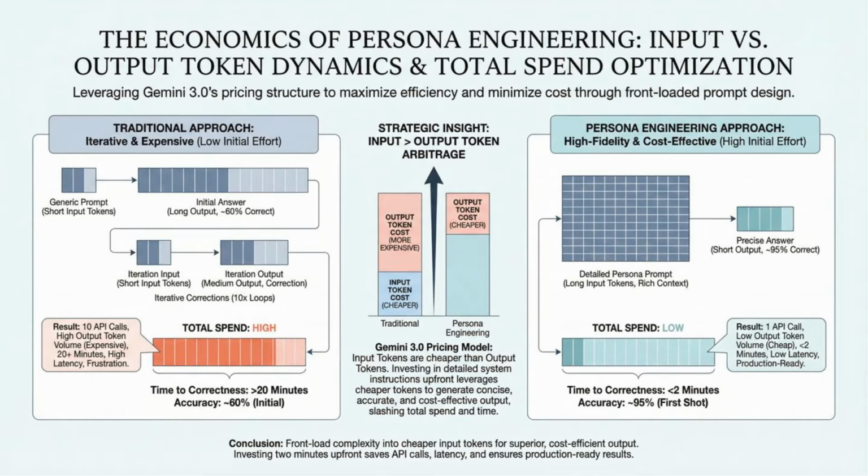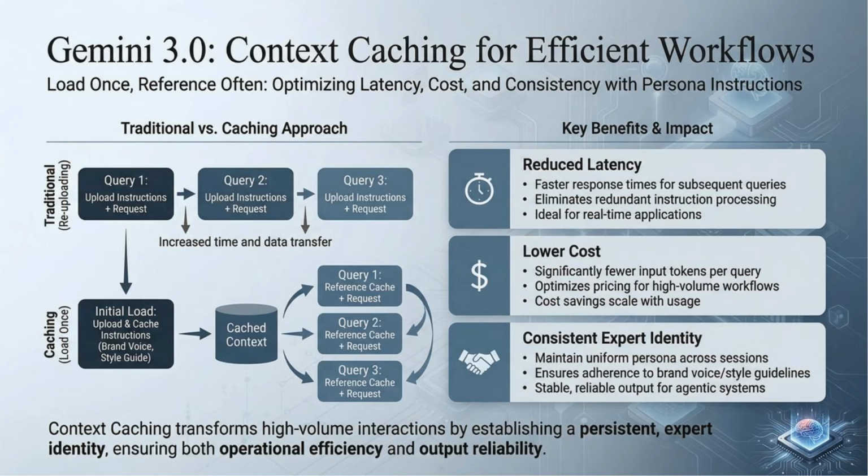Furthermore, Gemini 3.0 introduces context caching. If you have a specific persona, say your company's brand voice or a specific coding style guide, you can cache that context. You load the persona once, and then every subsequent query references that cached state without you having to re-upload the instructions every time. This reduces latency and slashes costs for high-volume workflows.